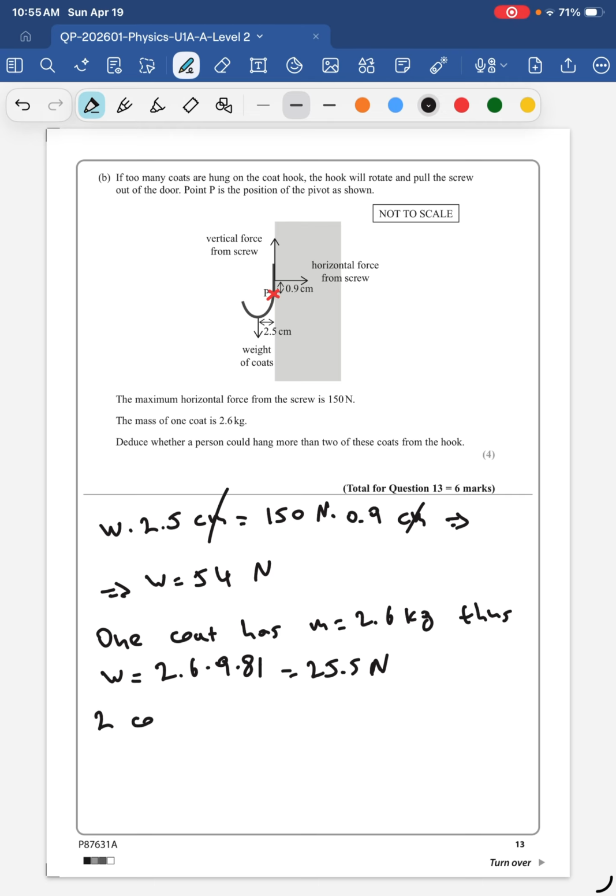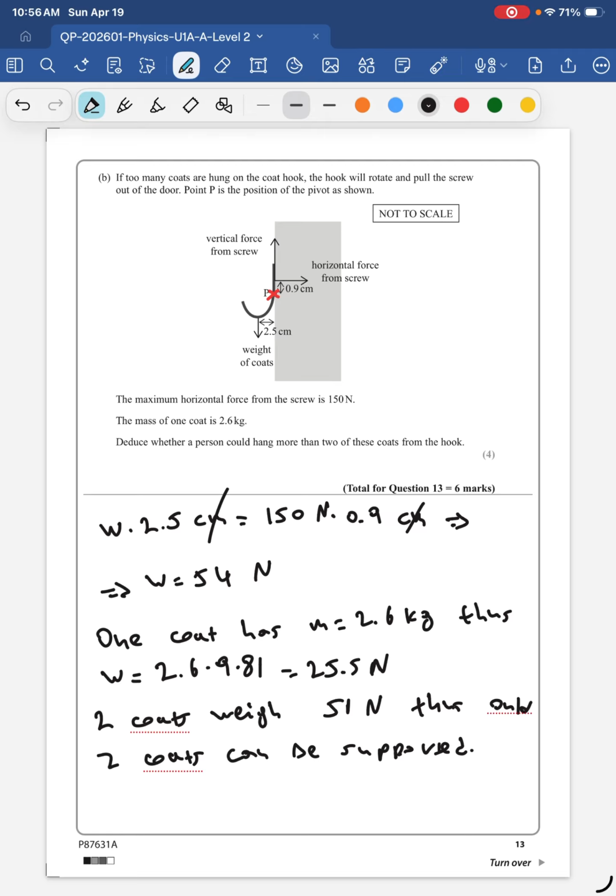So 2 coats weigh 51 newtons. Thus, only 2 coats can be supported, because 51 newtons is less than 54 newtons. Therefore, we can hang 2.3 coats. There is no such thing as 0.3 of a coat, okay?